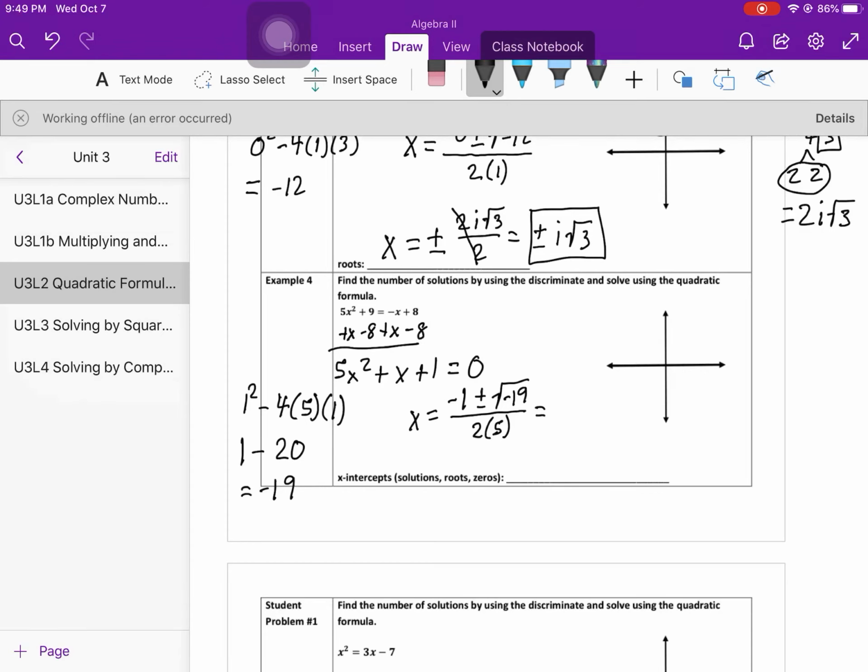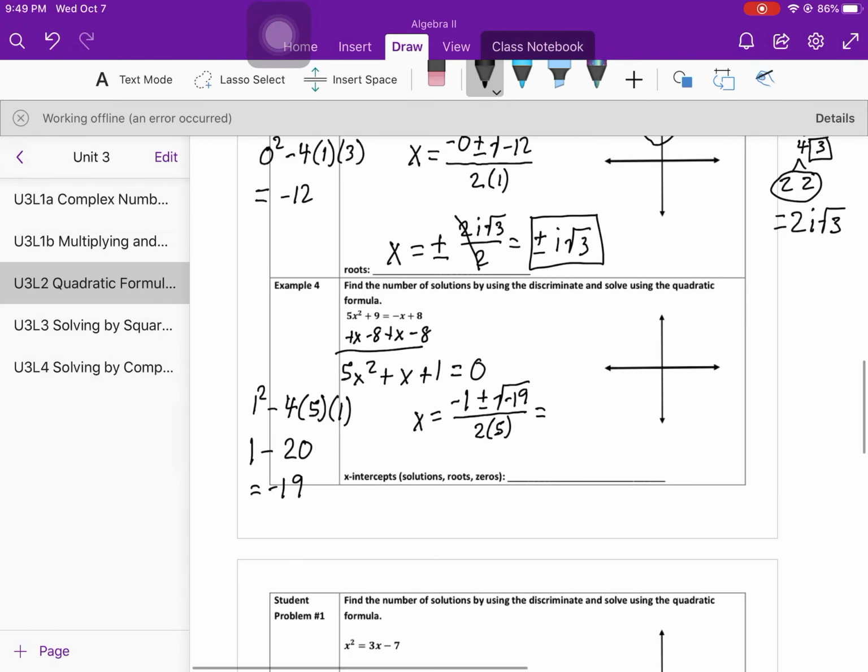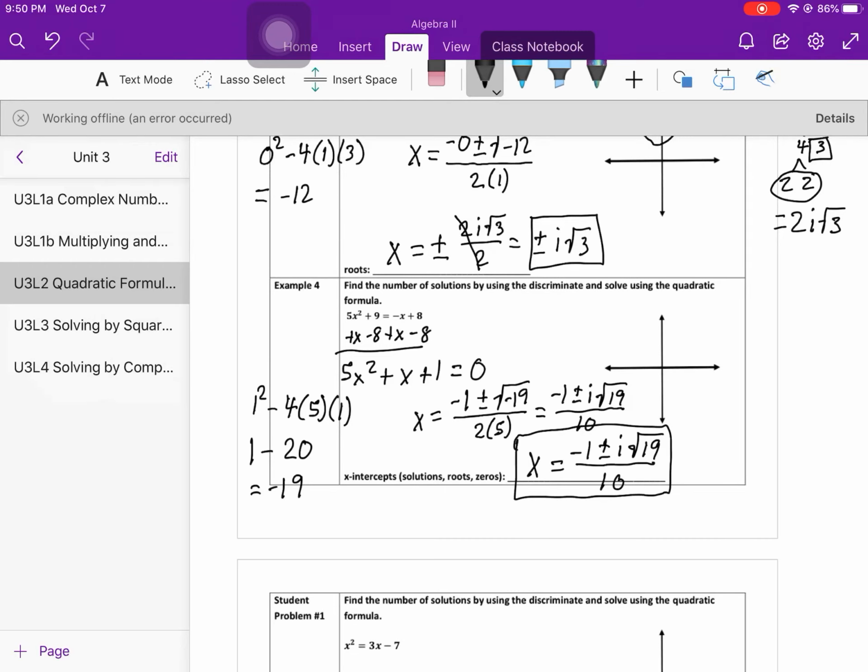Okay, so the square root of 19, that's not going to break down other than the fact that we can pull an i out because it's a negative number. So it ends up being negative 1 plus or minus i square root of 19 over 2 times 5, which is 10. So those are the solutions. That's a pretty ugly solution. And we can't simplify anything there, so you can just leave your answer like this.